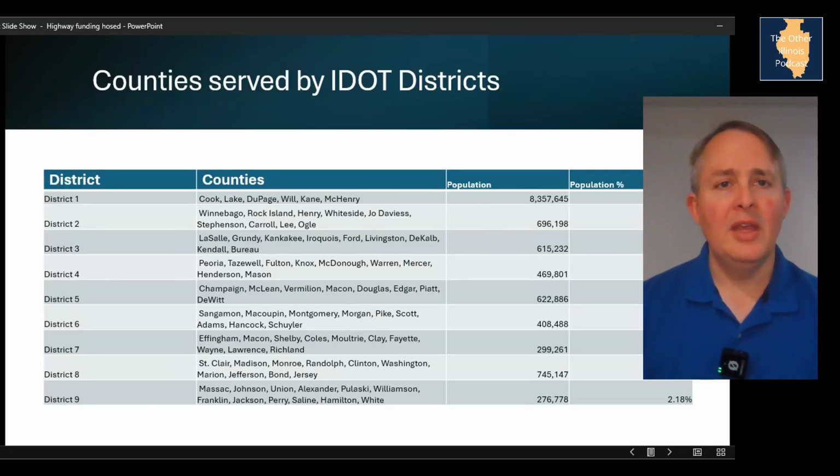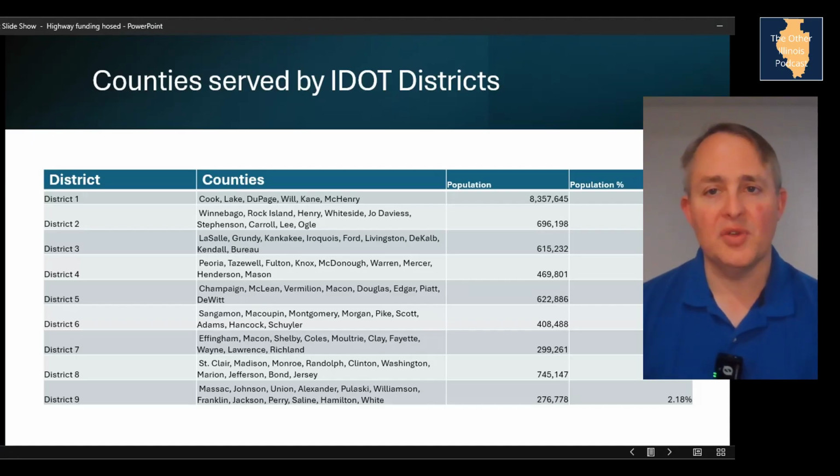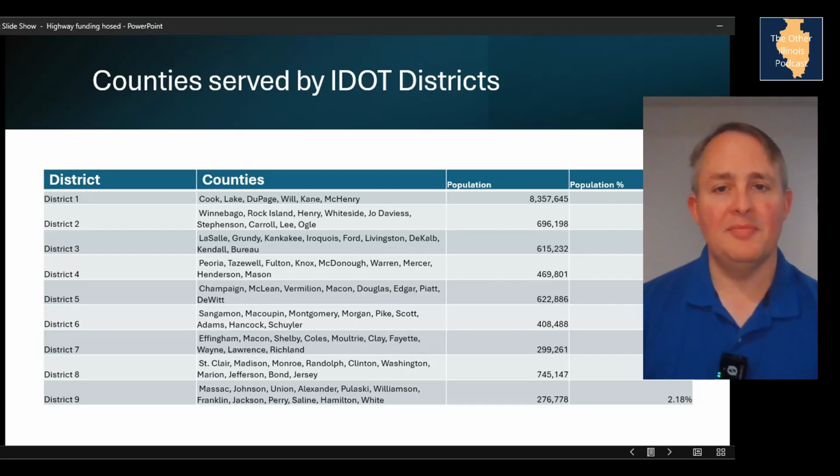And this is a list of just, again, what counties are covered by what IDOT district they have, and provided population counts. These counts are by county, but 65% of the state's population is in District 1. And then the rest of the districts have somewhere between 2 and 5% of the state's population.